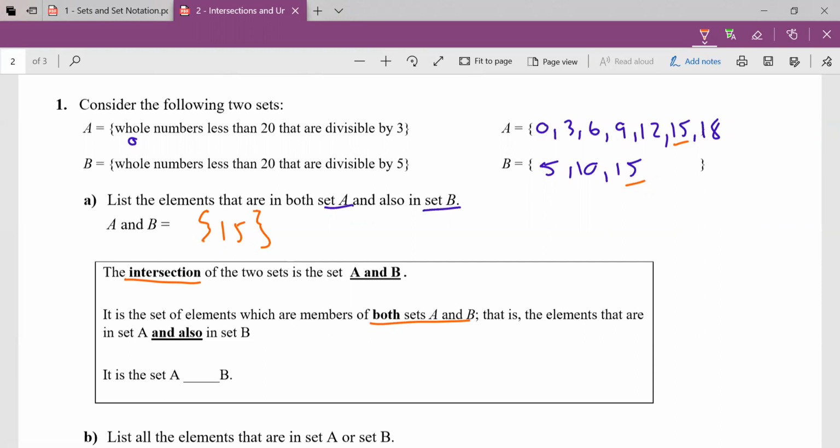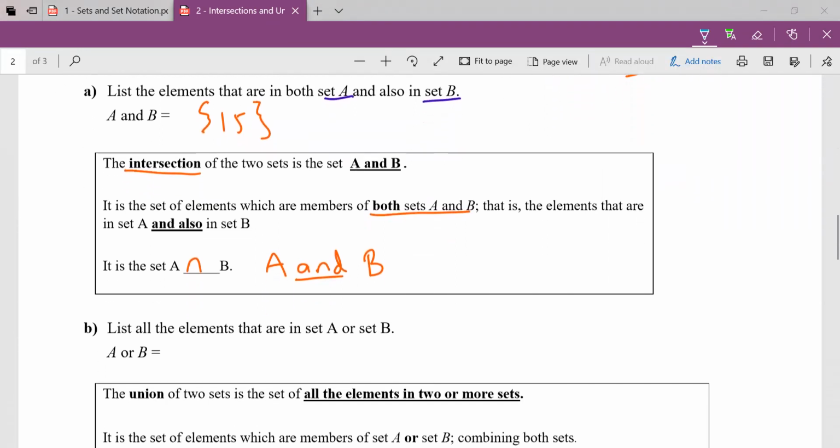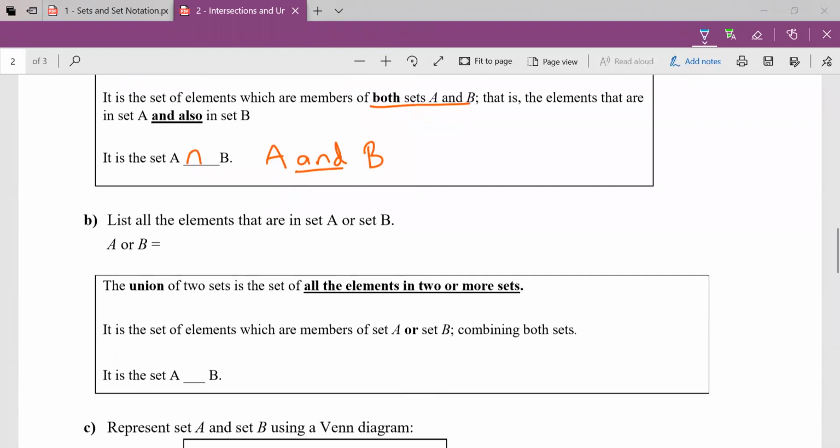Our symbol for this is an upside down looking U. The way to write that again in words is A and B. So the word and, I need you to know, means intersection. Hey, not so bad, right? Where we overlap.